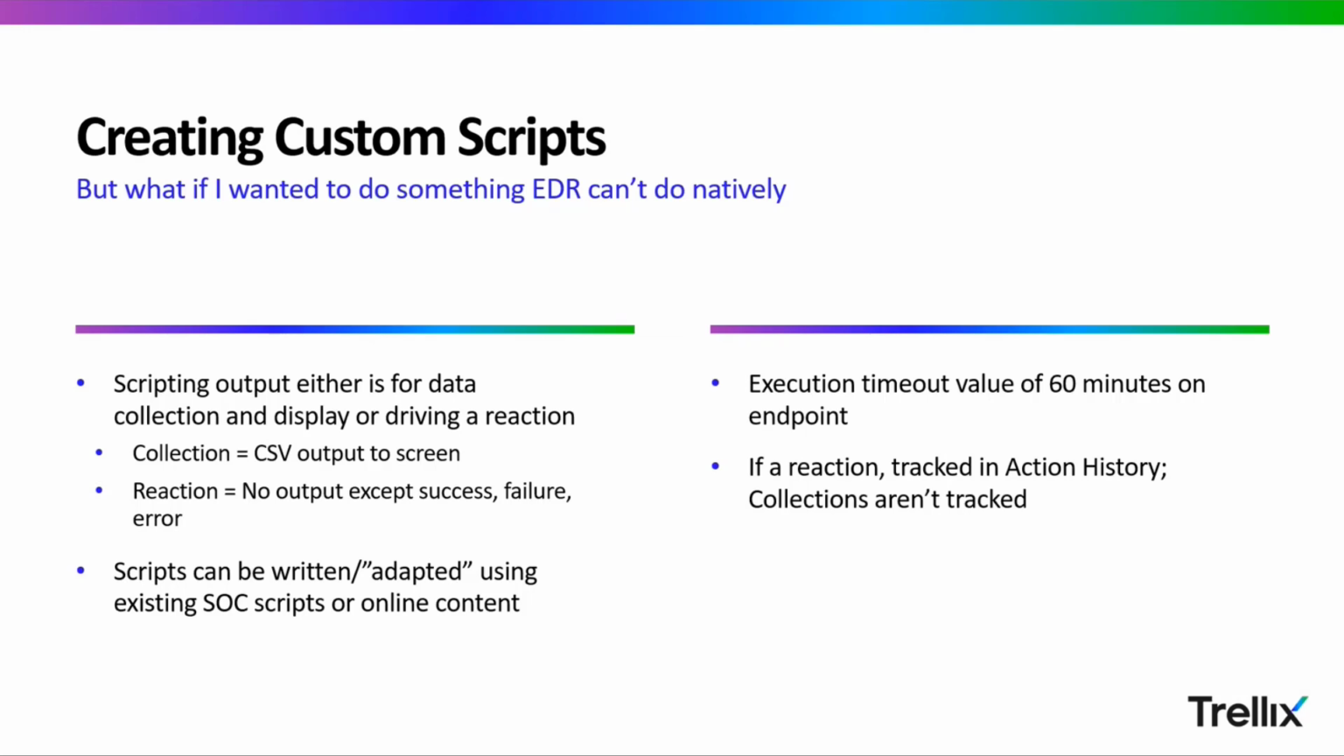Custom scripts come in exactly the same format that our built-in scripts come in. They either come in as a collection or a reaction, with the caveat that collections must output to the screen in some sort of common delimited format. When you run a PowerShell or Python script, whatever the output is on the host, because you're essentially running the script on the host, has to come out on that system as a common delimited response, so that when we run it in our EDR cloud, it gets divided into columns so that we can show those on your screen.